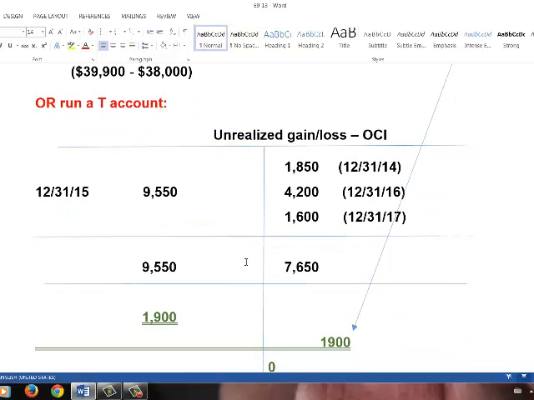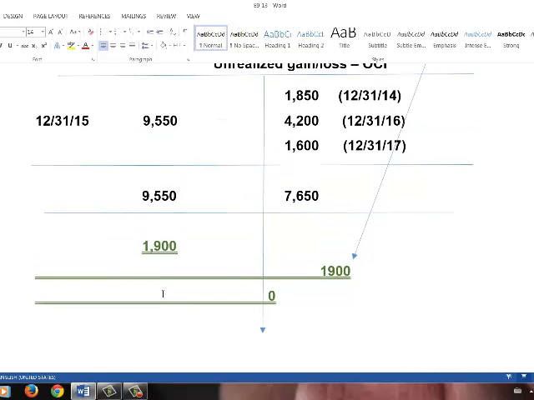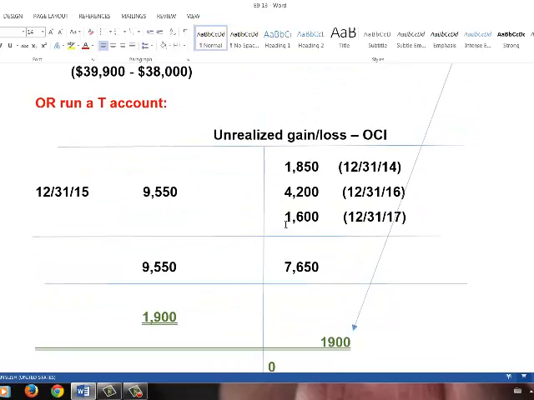But, and this is where the T account is, all we're doing when it's without recycling is saying, well, we'll put it to retained earnings instead of the loss. So instead of putting it into income without recycling, put it to retained earnings. So it's the same logic. But if you prefer to use the T account to show you what's going on in the unrealized account, you can. All we're doing is tracking it through all the unrealized gain for 2014, the loss for 2015, gain for 2016, and the adjustment to fair value just before you sell it at $1,600.